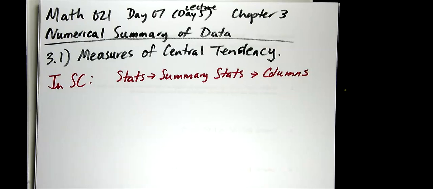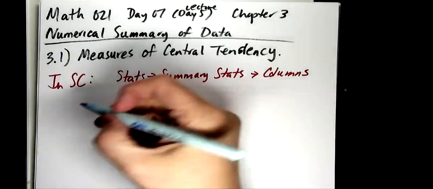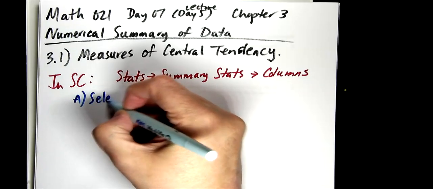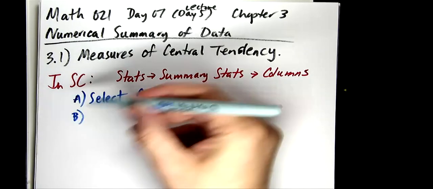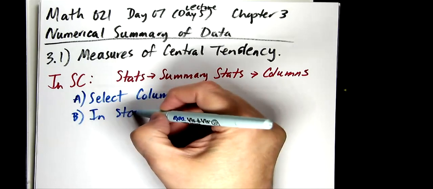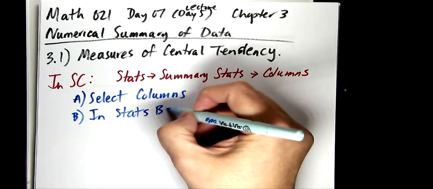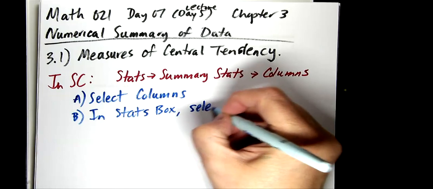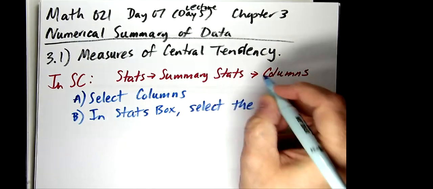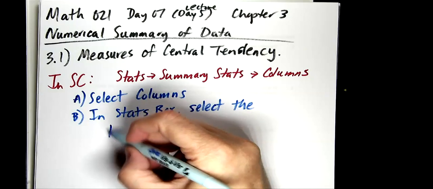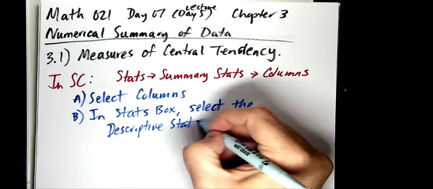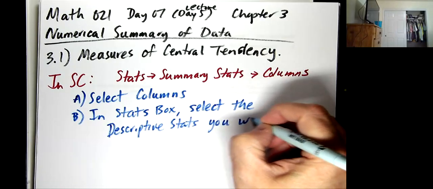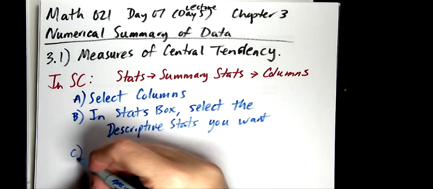We'll get to that in a second, but once you get into that menu, you first select the columns that you're working with. Then in the stats box, I think it just says Statistics, select the stats you want to see, the summary stats or descriptive stats. And then click Compute.